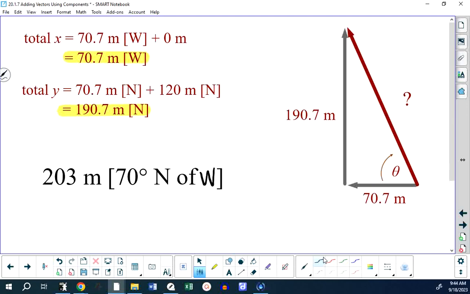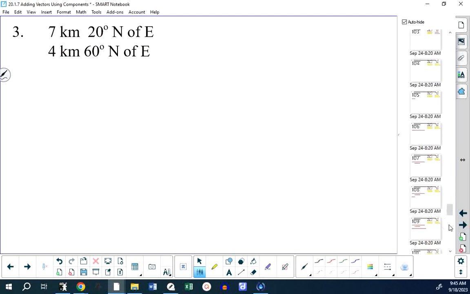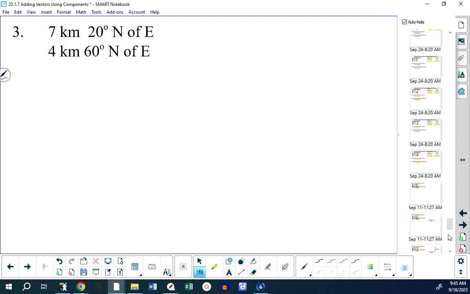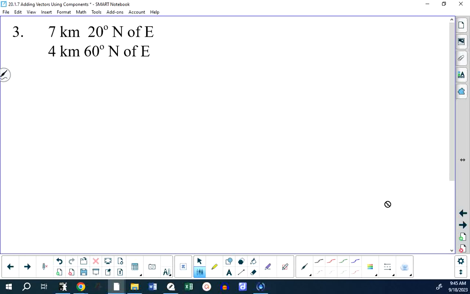So, all right. Let's try one more. And then that'll be it. Okay. So, very quickly, everybody. Are these 2 vectors in the same direction? No. So you can't. Yes. They are?